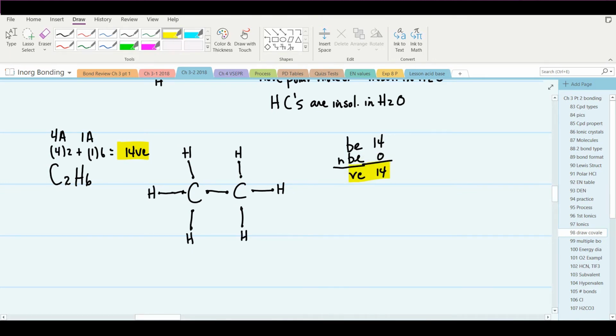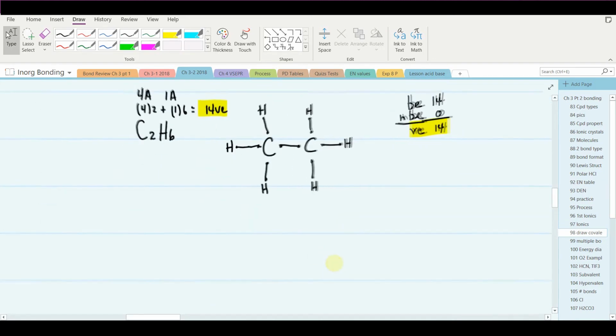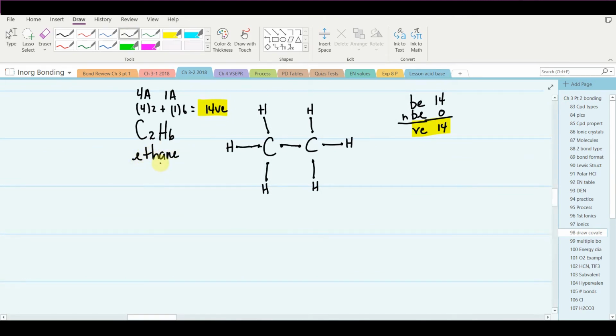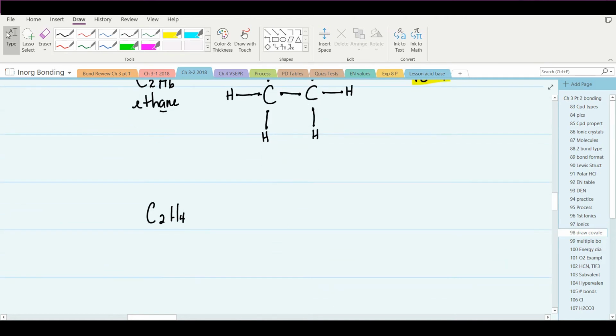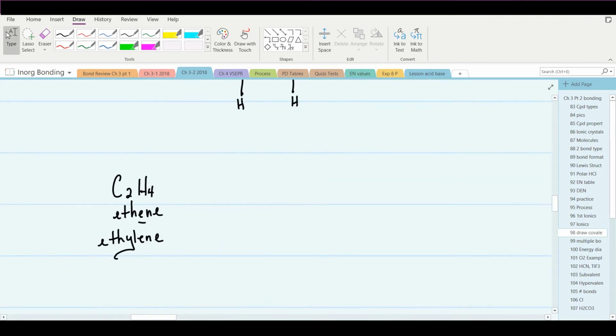All right, so the next structure we're going to draw after ethane is ethene. That's C2H4. Ethene. The common name for ethene is ethylene. Perhaps you've heard of polyethylene, the plastic made into milk jugs and plastic bags. Right, so let's draw ethylene.